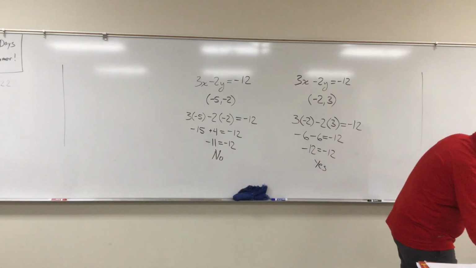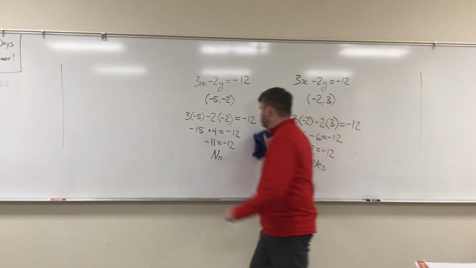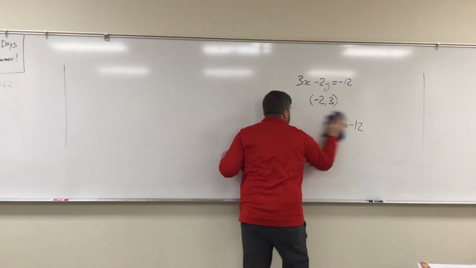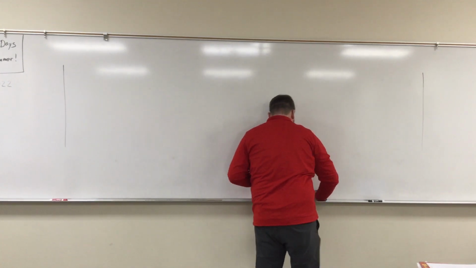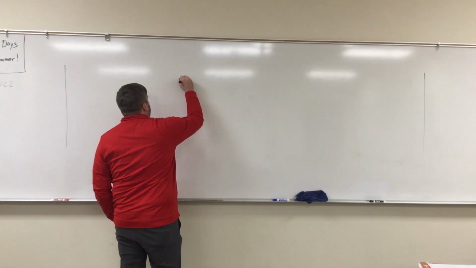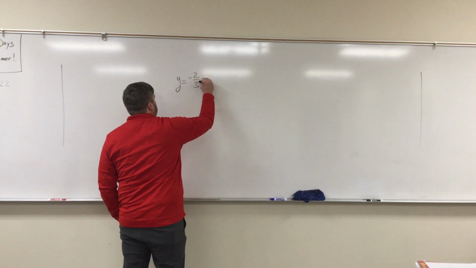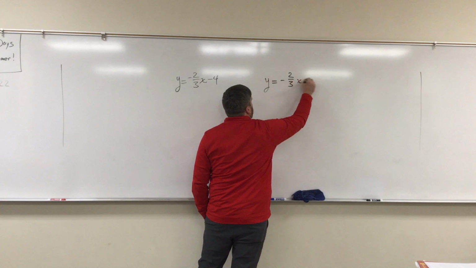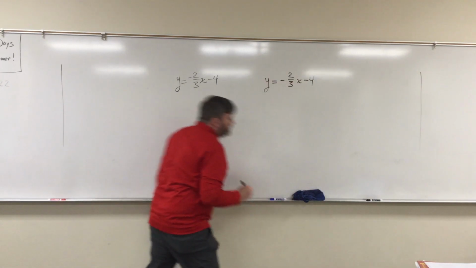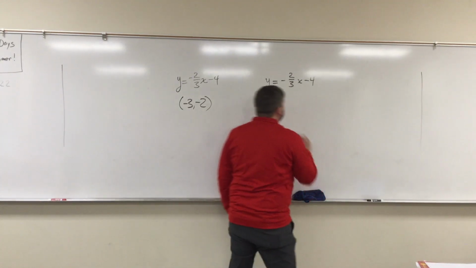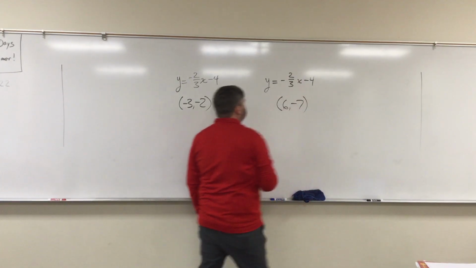All right, let's do one last example. We got y equals negative 2/3 x minus 4. And we'll do that twice. Let's do (negative 3, negative 2) and (6, negative 7).